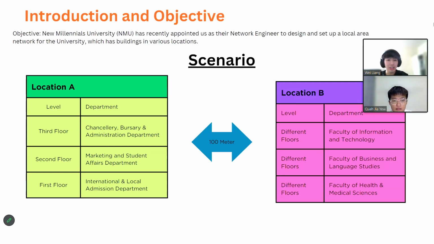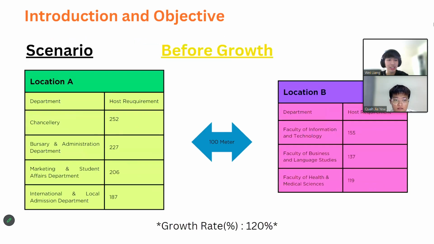In location B, there are different faculties, which are the Faculty of Information and Technology, Faculty of Business and Language Studies, and Faculty of Health and Medical Science. Between these two locations, the distance is 100 meters. Next. So this is the before growth table. In location A, the host requirement of Chancellery is 252, and in location B, the host requirement for Faculty of Information and Technology is 155. So the growth rate is 120%.